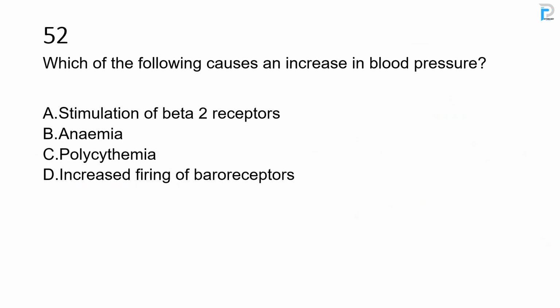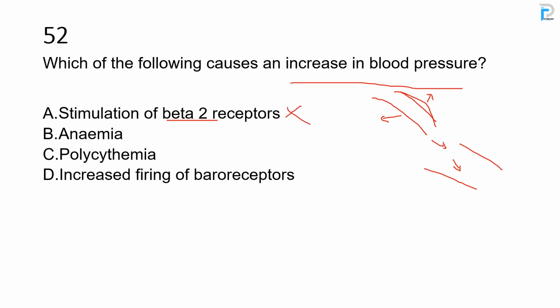Which of the following causes an increase in blood pressure? So we are looking at the factors that increase the blood pressure. Stimulation of beta-2 receptors. We know beta-2 receptors on the wall of the blood vessels cause the blood vessel to dilate, so it causes vasodilation. When we have vasodilation, what happens to the pressure? The pressure is going to decrease. So that is wrong. It's not an increase.